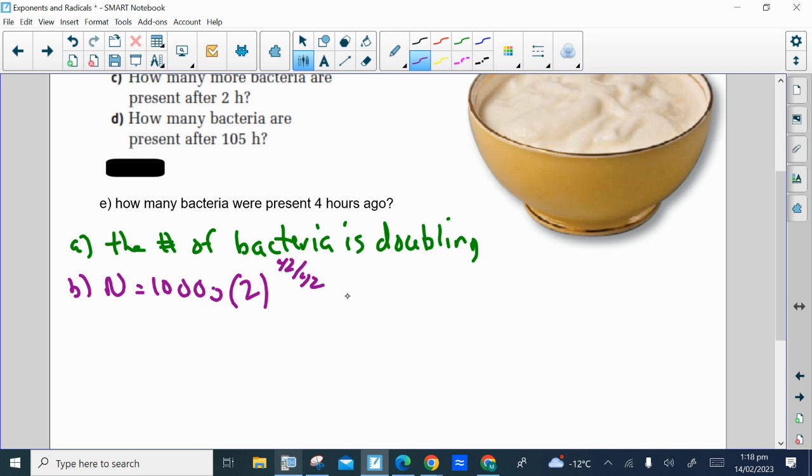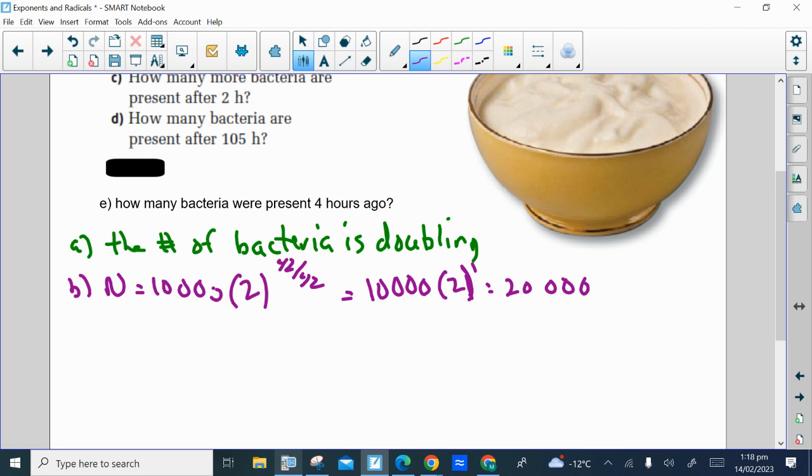Now, 42 divided by 42 is 1. So you're going to get 10,000 times 2 to the 1, and 2 to the 1 is just 2. So that means there'd be 20,000 bacteria after 42 hours.